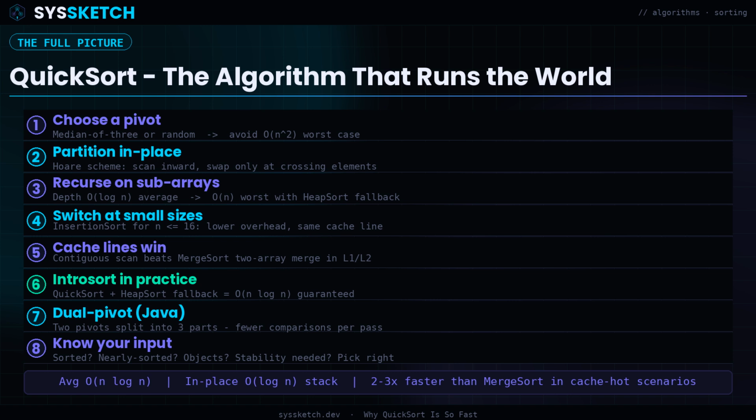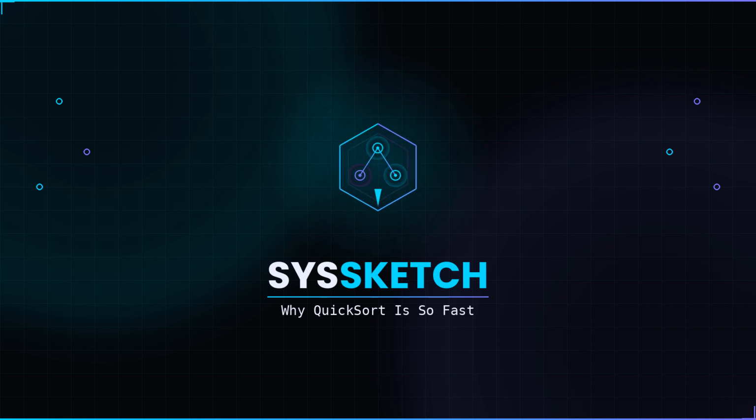The next time you call sort on a list, you now know exactly what is happening inside that single function call. A pivot is chosen with median of 3. A partition scans left to right, keeping cache lines hot. The recursion dives into 2 subarrays, building a balanced tree of work. And if any branch goes too deep, HeapSort steps in to guarantee O of n log n. This is systems thinking. A simple idea, the divide and conquer partition, implemented with hardware awareness to extract maximum performance from the actual machine.